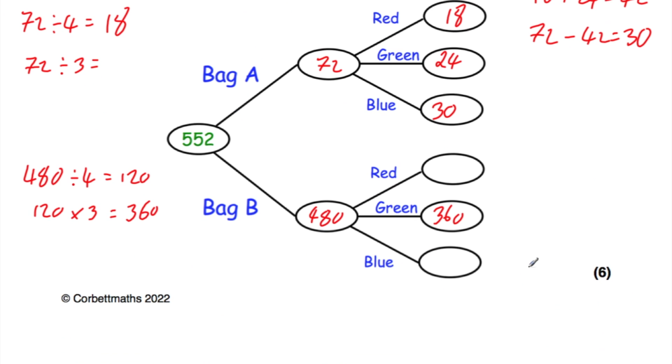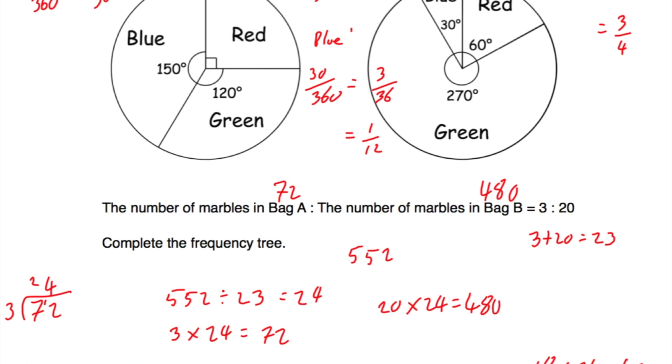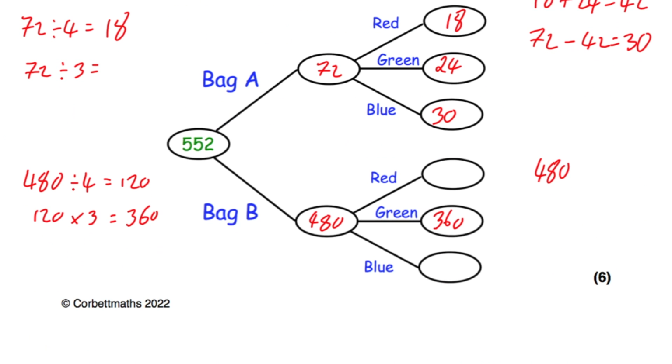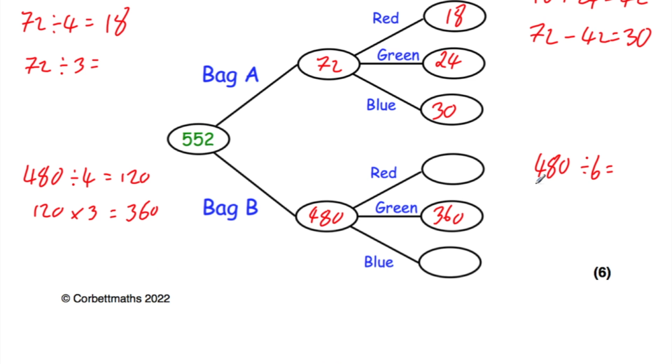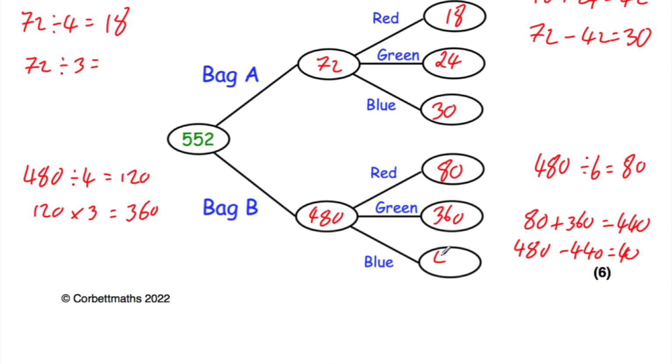So let's go down. We've got red. So we've got 480, and we want to get a 6th of that because a 6th of the marbles are red. So if we do 480 divided by 6, that would tell us how many red marbles there are. 48 divided by 6 is equal to 8. So 480 divided by 6 would be equal to 80. So that means there's 80 red marbles, and the rest must be blue. Well, 80 plus 360 is equal to 440. And 480 minus 440 is equal to 40. So that means there's 40 blue marbles.